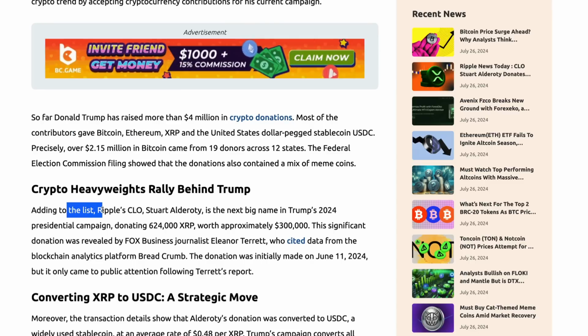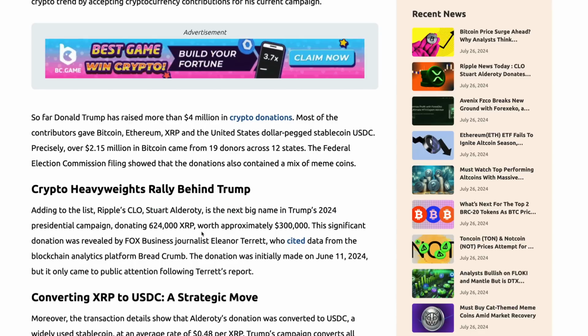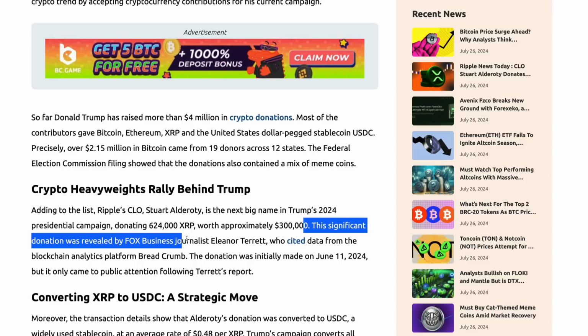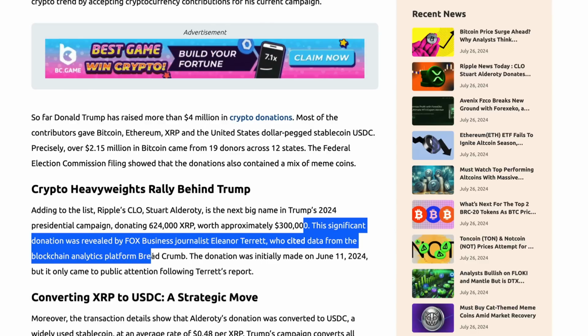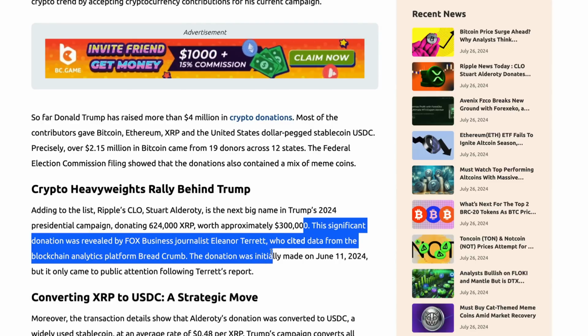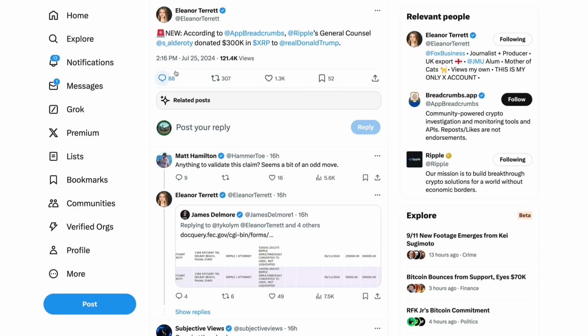Now, adding to the list, Ripple's CLO, Stuart Alderoty, is the next big name in Trump's 2024 presidential campaign, donating 624 XRP worth approximately $300,000. This significant donation was revealed by Fox Business journalist Eleanor Terrett, who cited data from the blockchain analytics platform Breadcrumbs. The donation was initially made on June the 11th, 2024, but it only came to public attention following Terrett's report. So it looks as though Donald Trump just got another contribution.